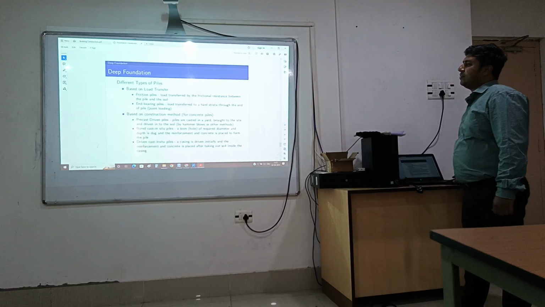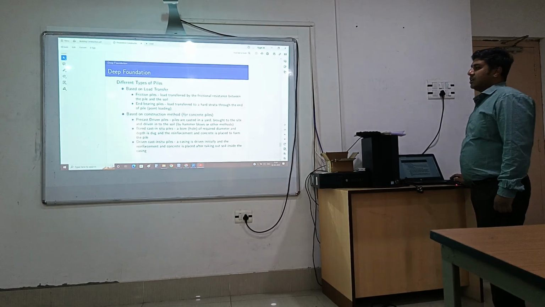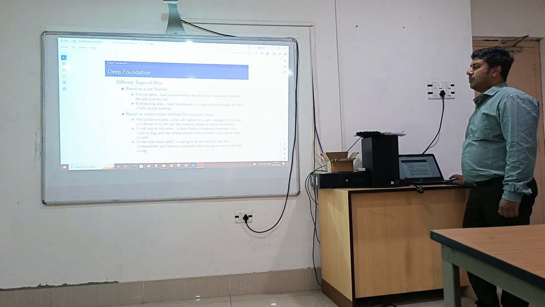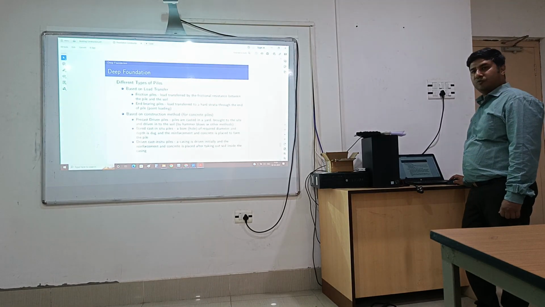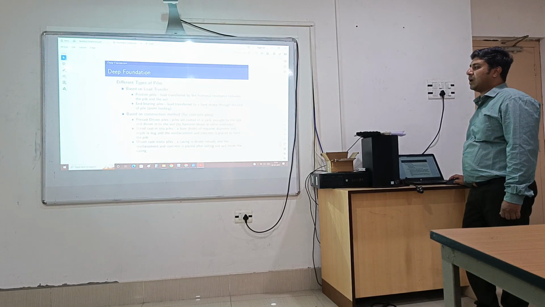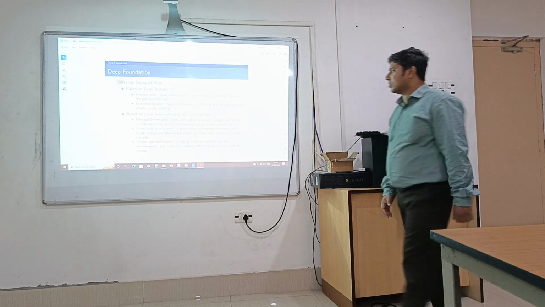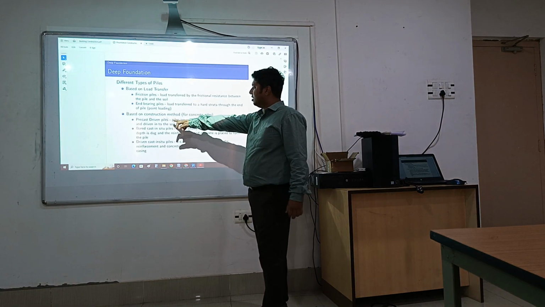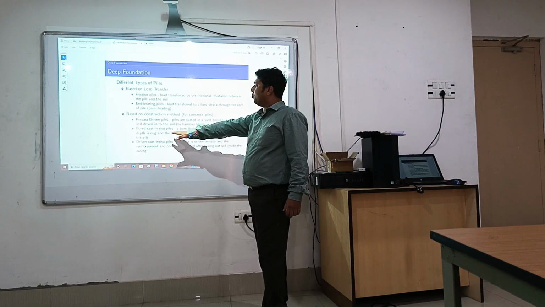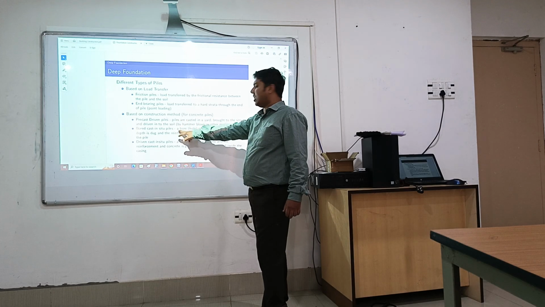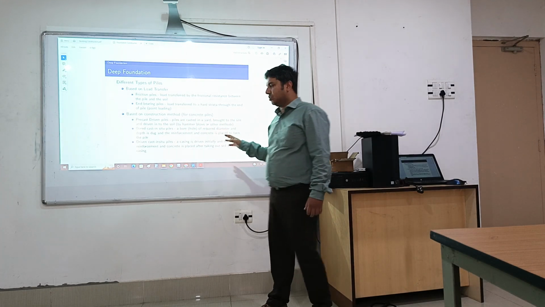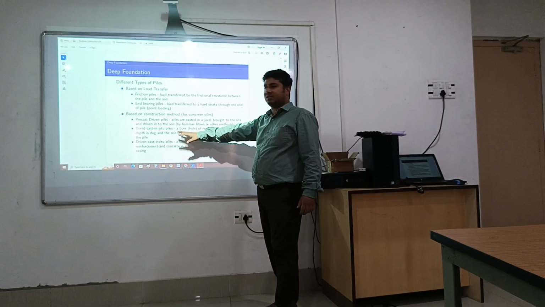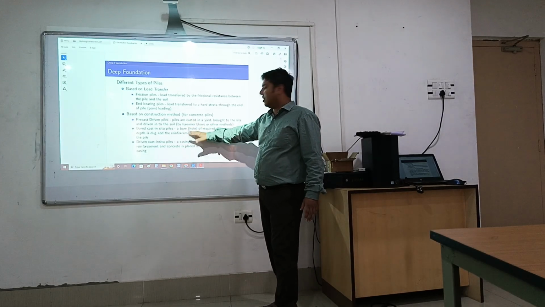So based on the different load transfer, as I have told, friction pile and end bearing pile, and based on construction method, we can use piles like concrete piles and precast driven piles. Recently in the site visit, which type of pile did you see, precast piles or bored cast in situ piles? You might have seen this type of bored cast in situ piles in your site visit.